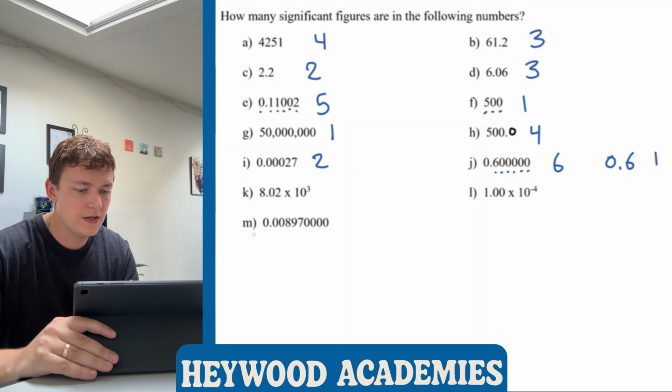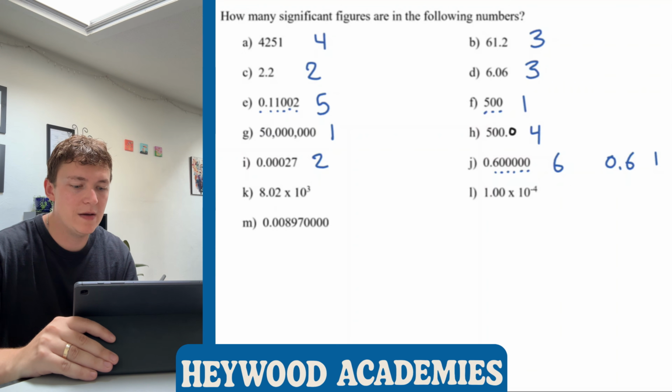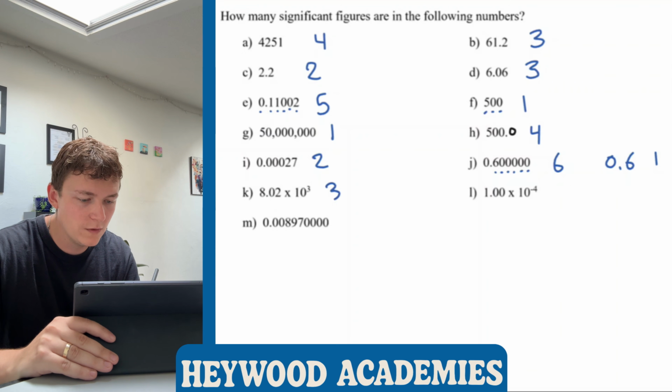Same with this one down here. Sorry, we're on K. We're always on this one here. So this is scientific notation. You can do the same thing here. There's a 0, but it's in between 2 numbers, so we've got to include it. We've got 3 significant figures. 1, 2, 3.